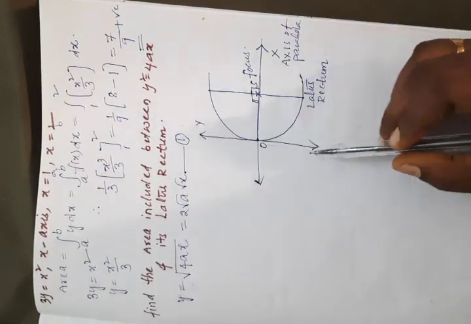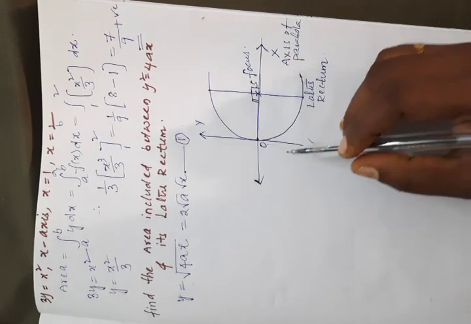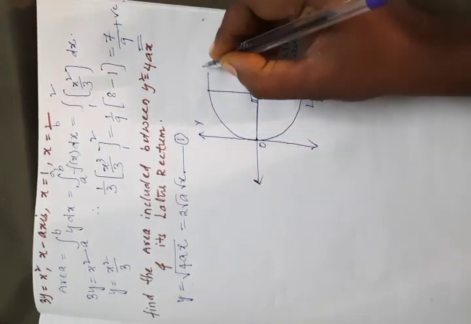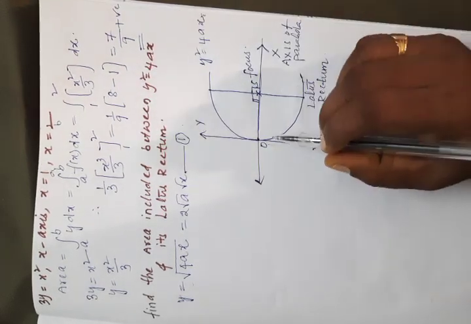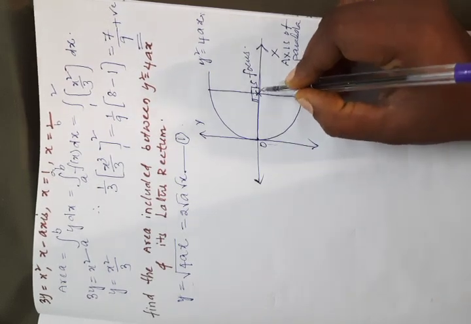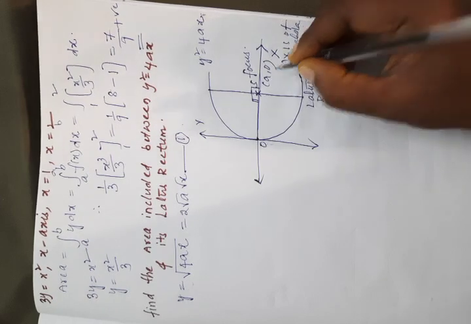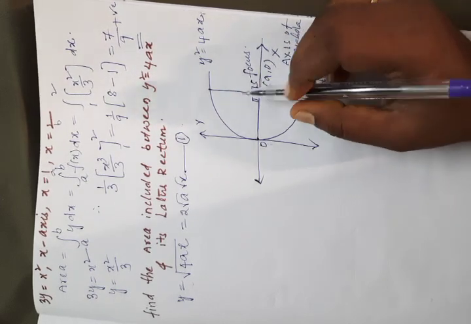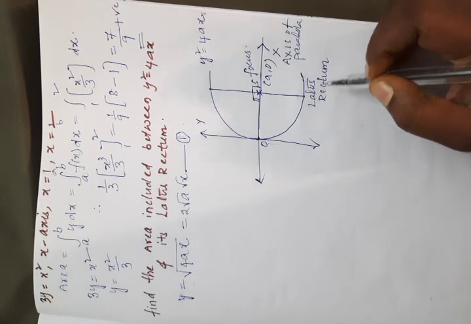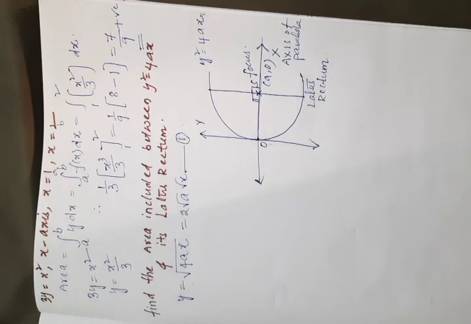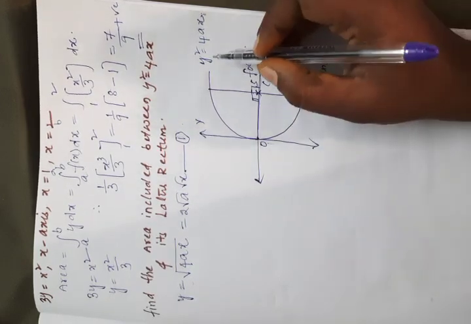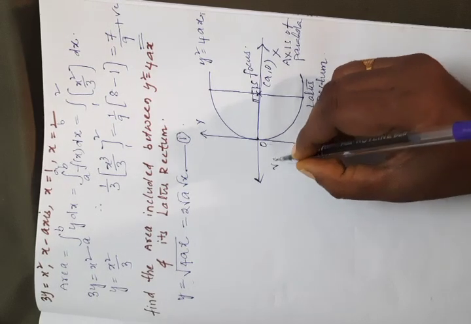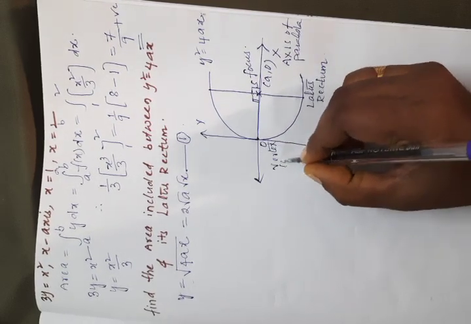Here you can see this is the x-axis, this is the y-axis, and this is the origin, and this is the standard parabola y square equal to 4ax. For this parabola the focus is (a, 0), and the line perpendicular to the axis and passing through the focus is known as the latus rectum. The vertex of the parabola y square equal to 4ax is the origin, (0, 0).